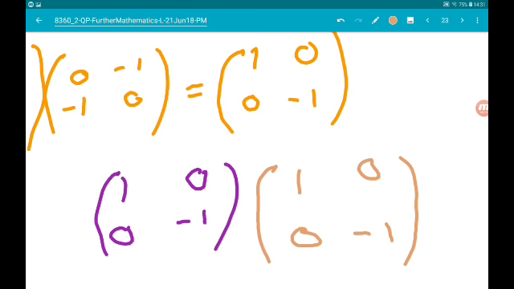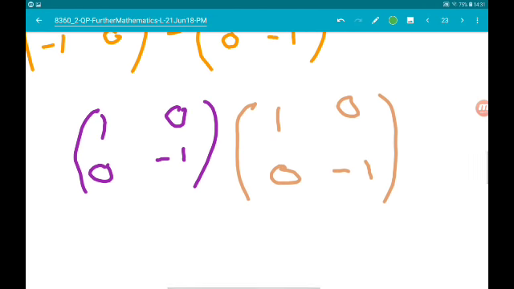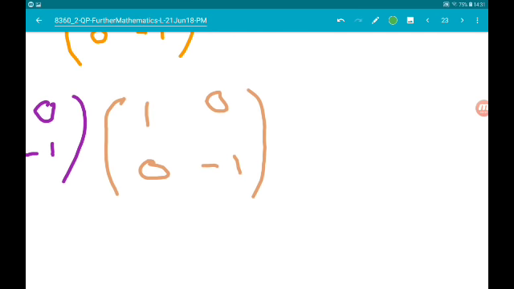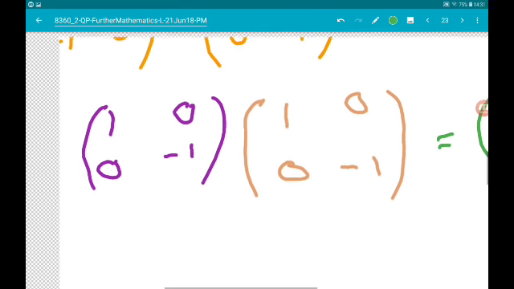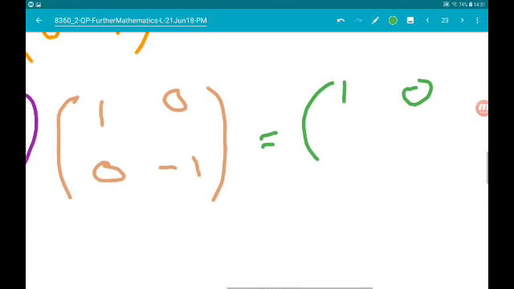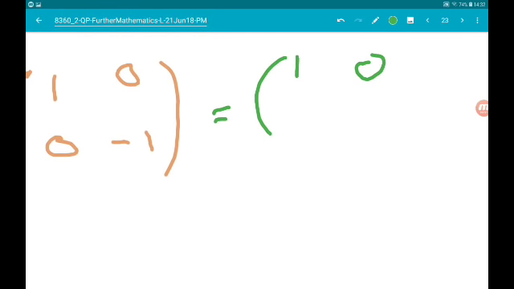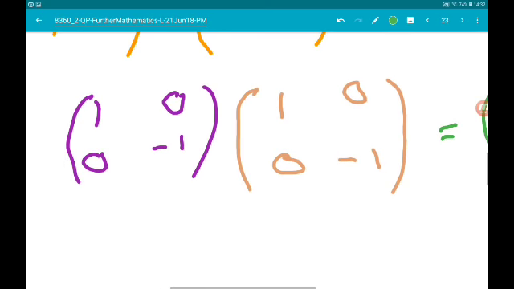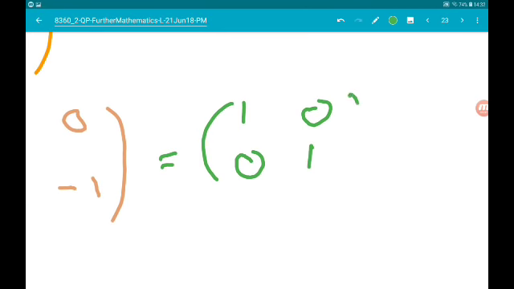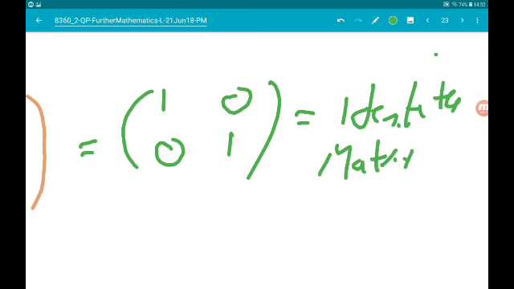So that is going to give us, well, top left, we're going to get 1 times 1 and 0 times 0, which is 1. Top right, we get 0 times 1 and 0 times minus 1, that's 0. Bottom left, we get 1 times 0, add 0 times minus 1, that's 0. Bottom right, we get 0 times 0, add minus 1 times minus 1, which is 1. Now that is the identity matrix. So, we've shown it. Cool.